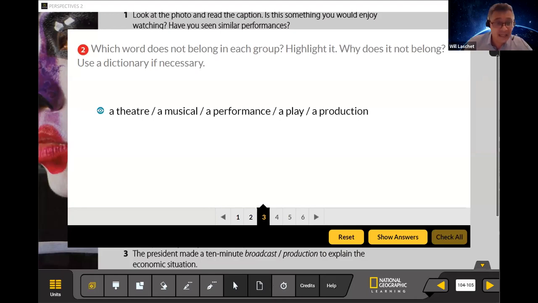And Feli says you can't put on a theatre, and you're absolutely right. Kathy, we can put on a production. Yes, you can put on a production, put on a play, put on a performance and put on a musical, but you cannot put on a theatre. You put on a production in a theatre. Okay, so there we go. So there's a lot of different ways that we can differentiate.